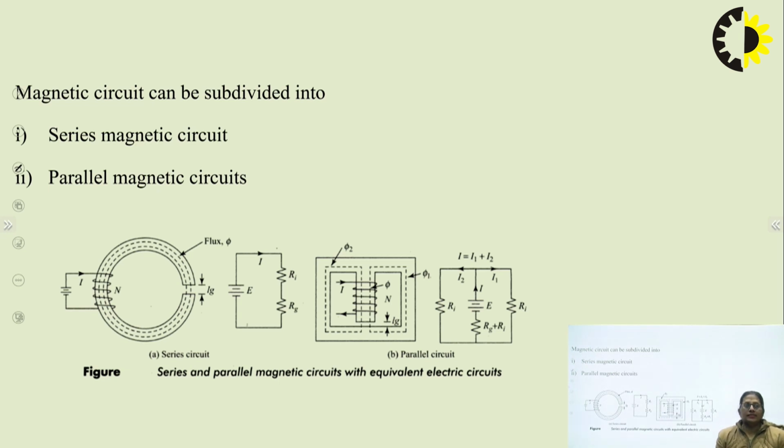Similarly, what we were just discussing, the magnetic circuit can be subdivided into two: series magnetic circuit and parallel. We have just seen the series one, right? Having this circular ring with an air gap, it can be represented with a single voltage source and two resistances in series with a common current.